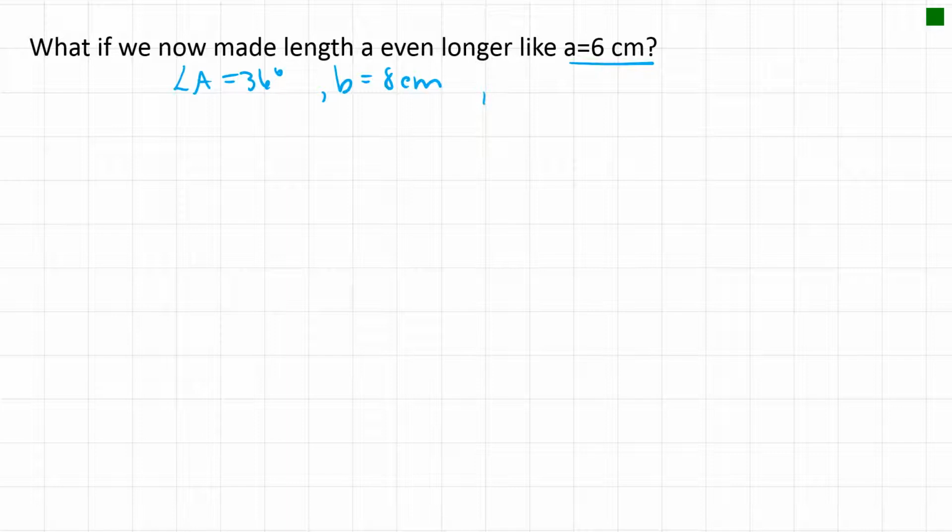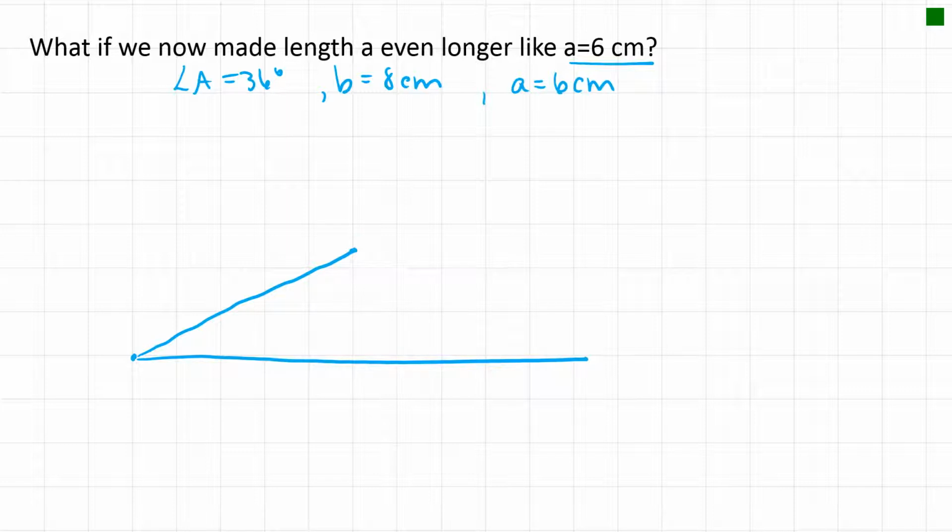And this time I'm going to push A to be a bit longer still, so 6 centimeters. So we're going to start again with our horizontal line. We're going to sketch in our 36 degrees of angle A, and B is 8 centimeters here. And now I'm going to make a 6 centimeter length. Now this length here is 4.7, so it's going to be a little bit beyond that, and that means I need to swing this out to make it fit. So that is 6 centimeters.